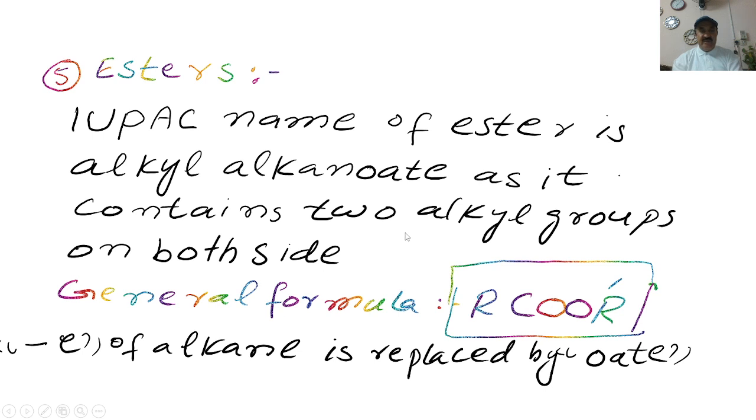Esters. The IUPAC name of an ester is alkyl alkanoate. It contains two alkyl groups on both sides. This is a one carbon alkyl group. This is another alkyl group. The E of alkane is here replaced by OATE.